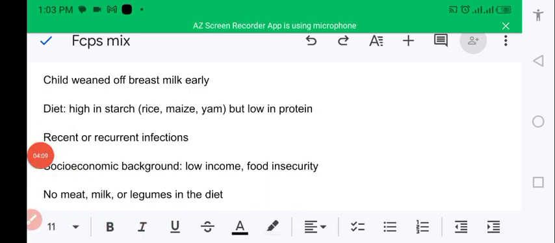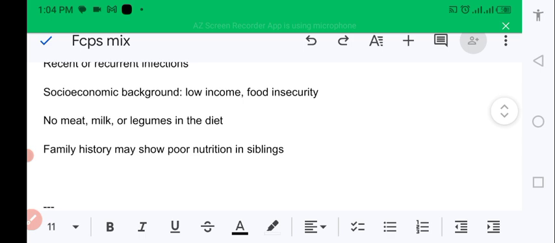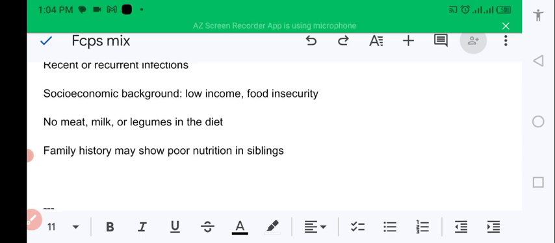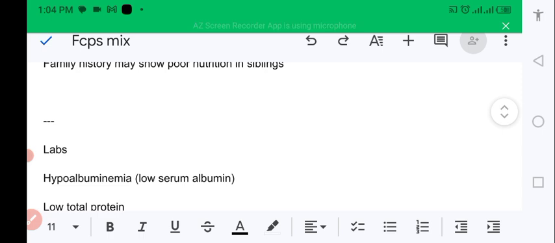Now, when we take the history from the mother or the parents of the baby, we will get a history of early weaning of breast milk, mother avoidance of breastfeeding to the baby, any famine condition or any recurrent infection, chest infection or diarrhea in the babies. Low-income socioeconomic background has more common occurrence of Kwashiorkor disease, those people who cannot afford a proper diet for the baby. Family history may show poor nutrition in siblings, which can also contribute to this condition.